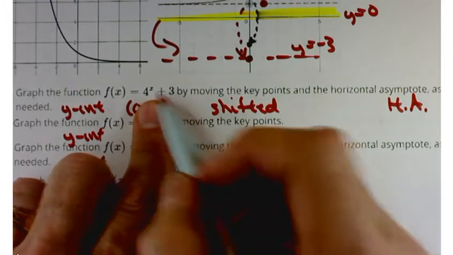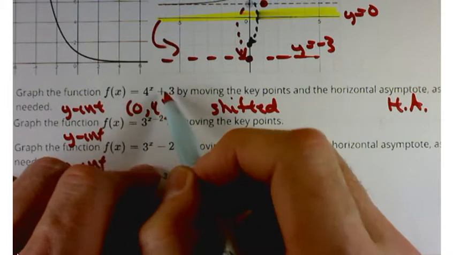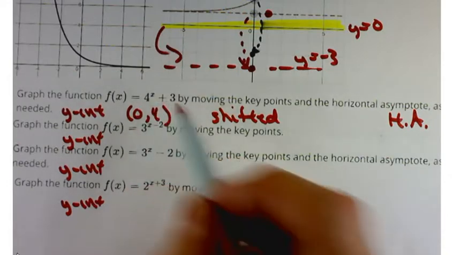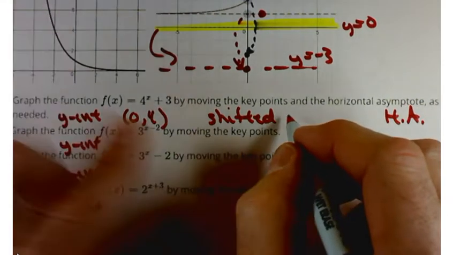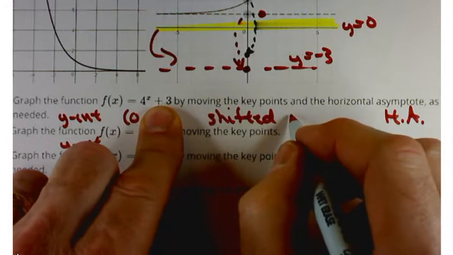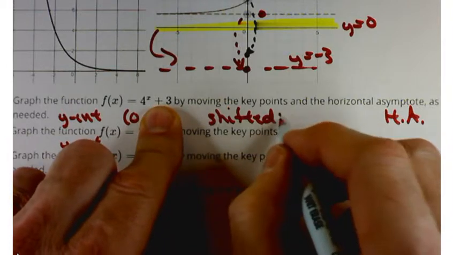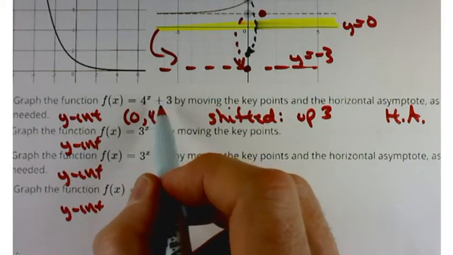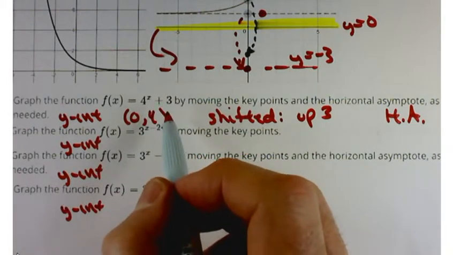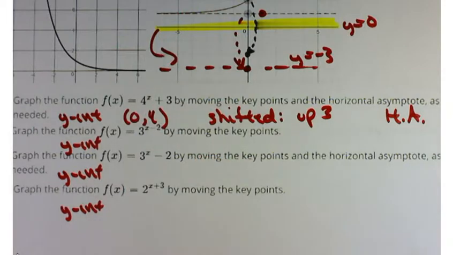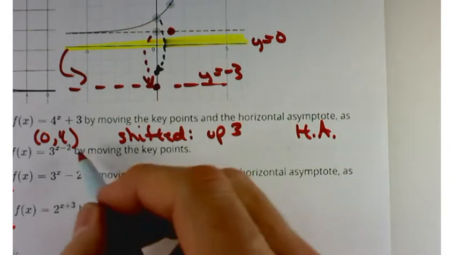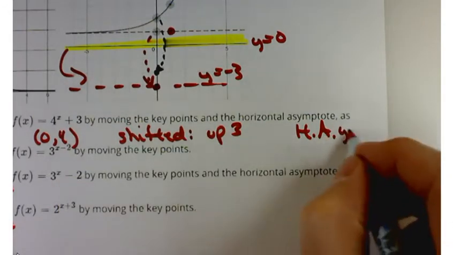If you compared this graph, y equals 4 to the x plus 3, to the graph of y equals 4 to the x, how has this one been shifted from its basic graph? What's the plus 3 going to do? Up by 3. When would it be a shift to the left 3? What would have to be different about this one? Yeah, it'd have to be in the exponent. Now the horizontal asymptote is also going to get shifted up 3, so that's going to be y equals 3.